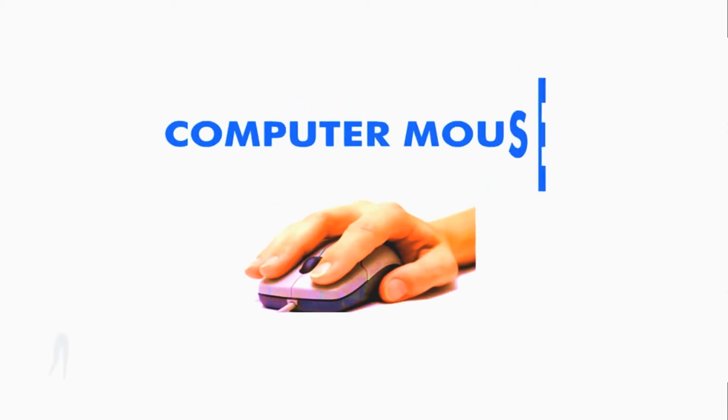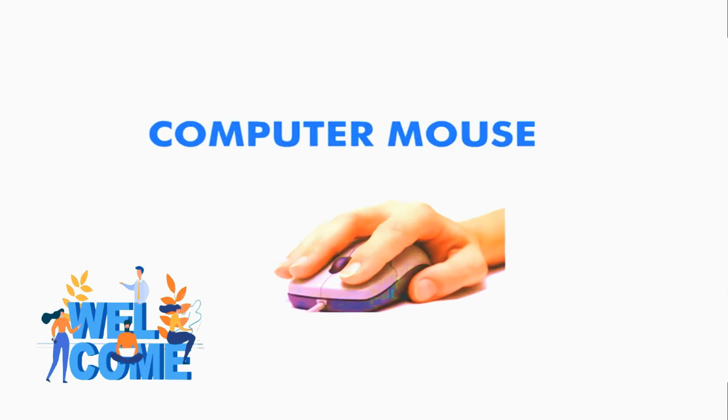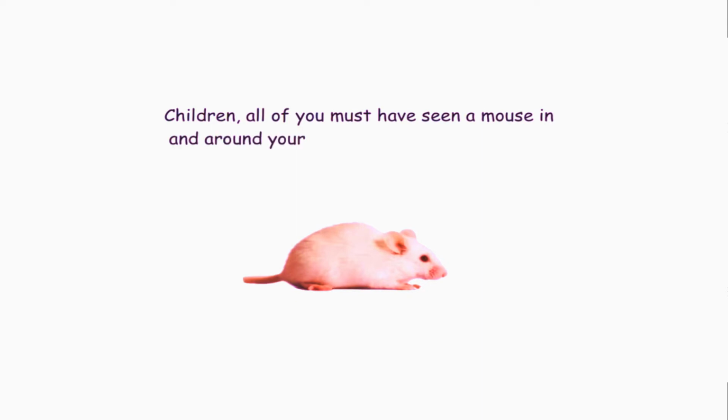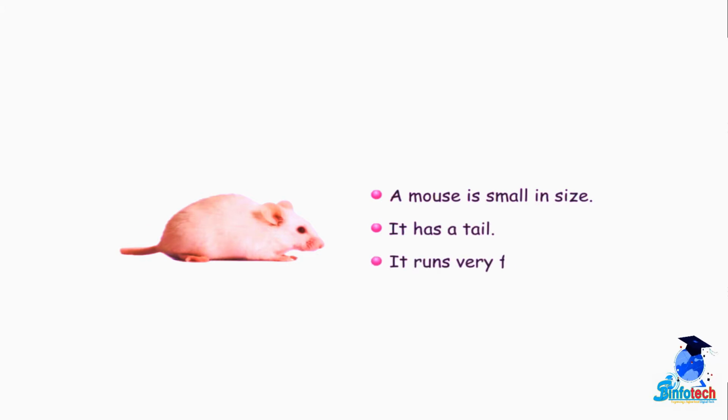Hello students, today we will learn about computer mouse. Children, all of you must have seen a mouse in and around your house. Let us know about it. A mouse is small in size. It has a tail. It runs very fast.